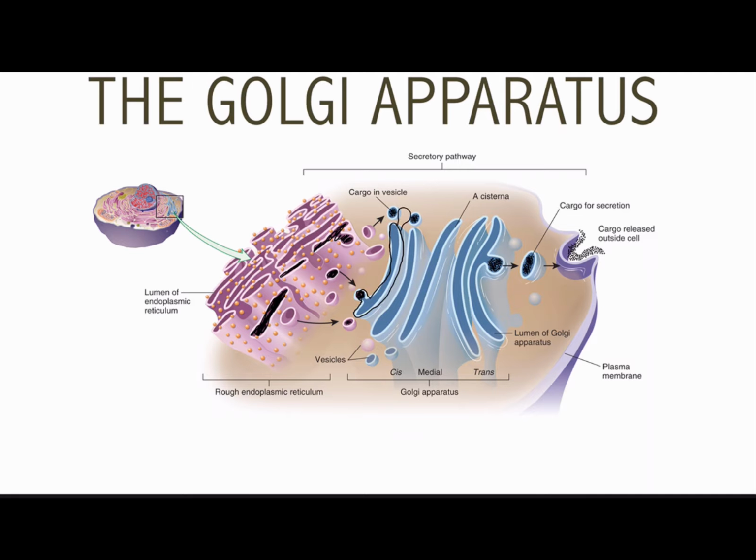another little vesicle will bud off, and inside that will be the cargo, and then it will fuse to the next stack of membrane, and then another one will bud off and fuse with the next stack. And so the proteins move through the stack, getting progressively more glycosylated. And once they've got a particular pattern of sugars added to them, that signals that a protein such as insulin can be excreted from the cell.